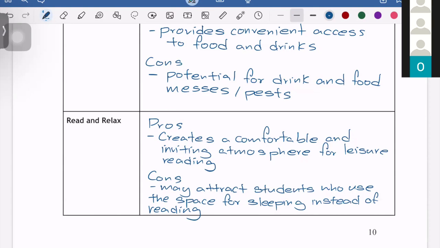Saying that it's high expenses to maintain and build the sofas. Okay, you can say it requires additional furniture on top of what the library has already.